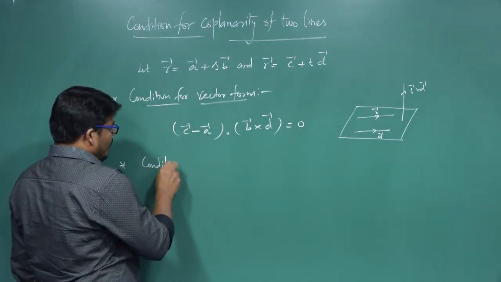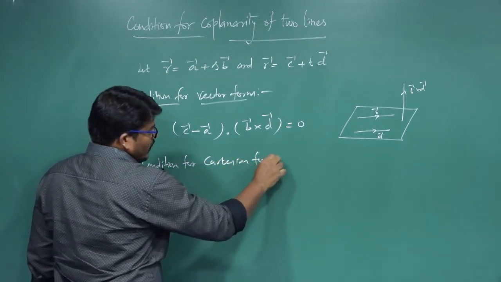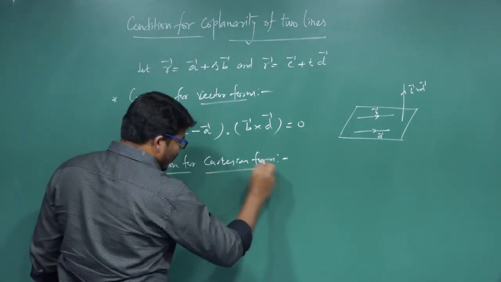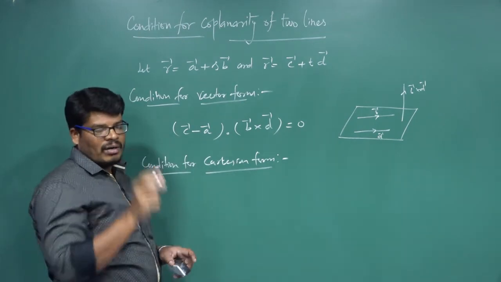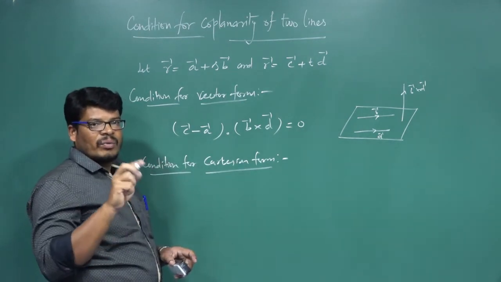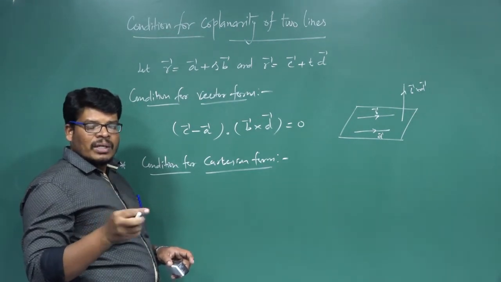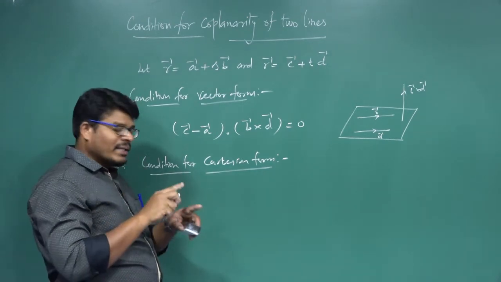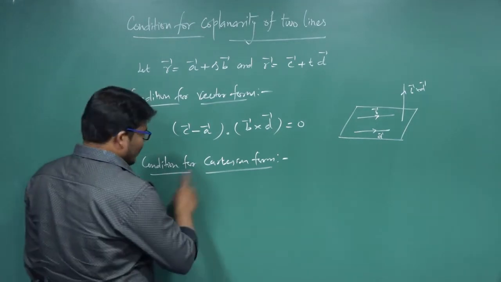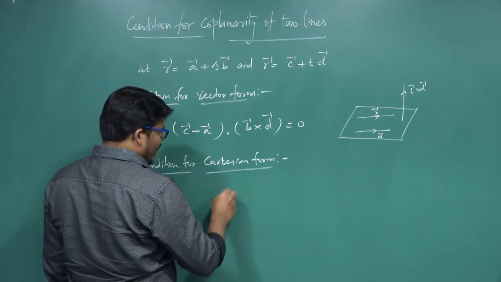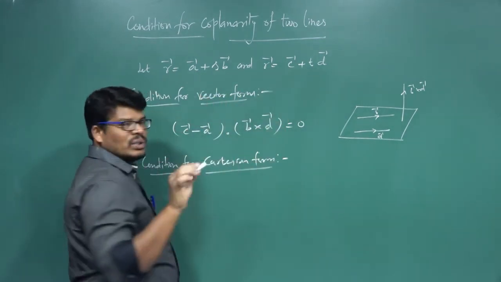The next one, condition for Cartesian form. Already you know the condition for 2 lines to intersect: the determinant of x2 minus x1, y2 minus y1, z2 minus z1, l1 m1 n1, l2 m2 n2 equal to 0. When the determinant value equals 0, the 2 lines intersect. Intersect means the 2 lines are coplanar. The first point A is (x1, y1, z1), and the point C is (x2, y2, z2).